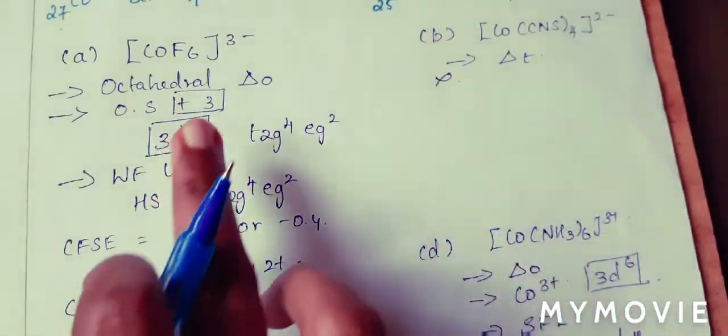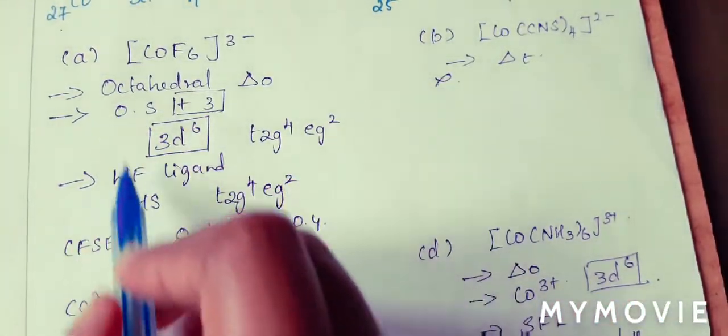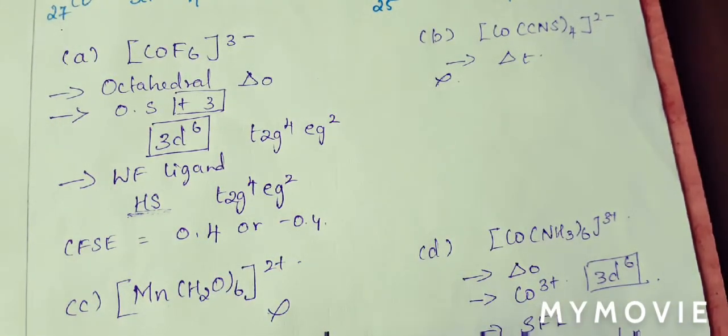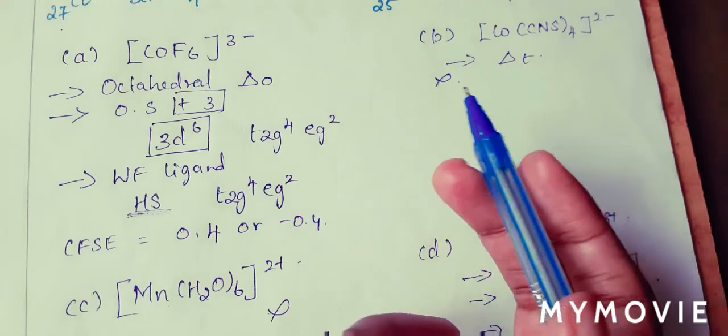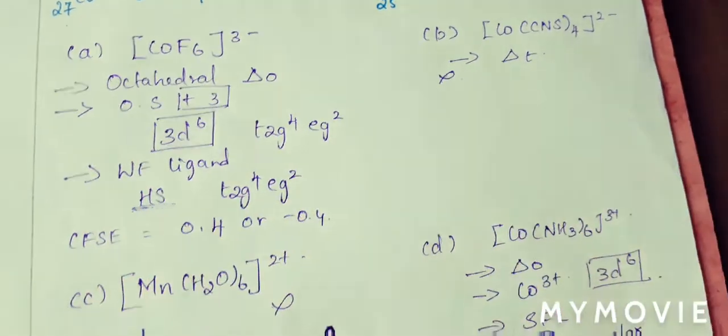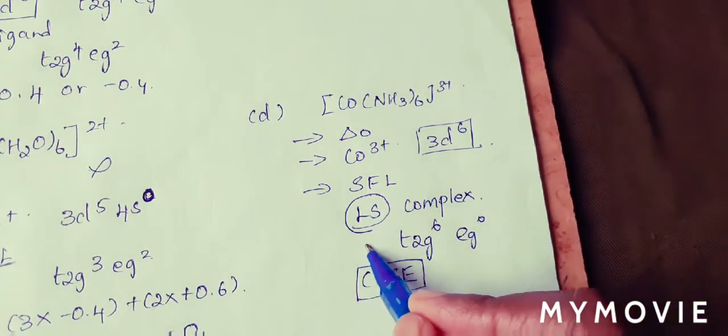So out of the options, A being a high spin complex, we have only two options left because we are ruling out C and B. We have only A and D. But A is a high spin complex, but D is a low spin complex.